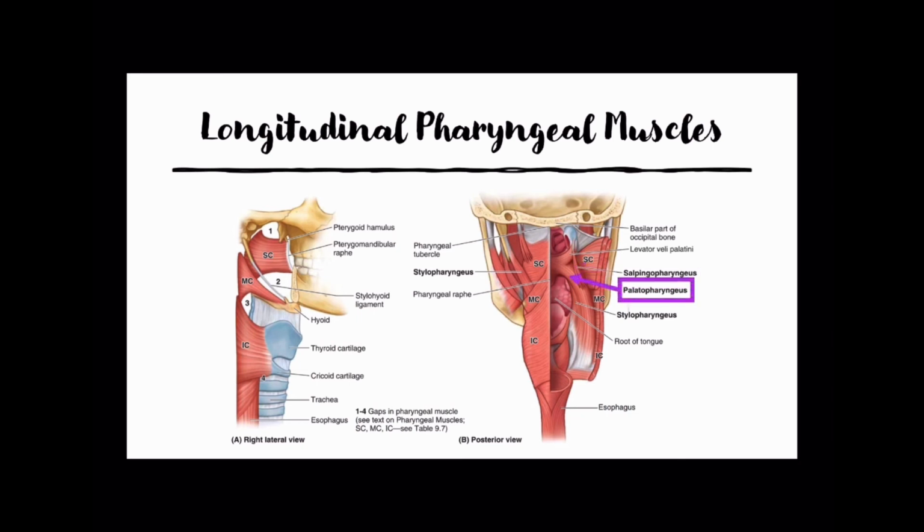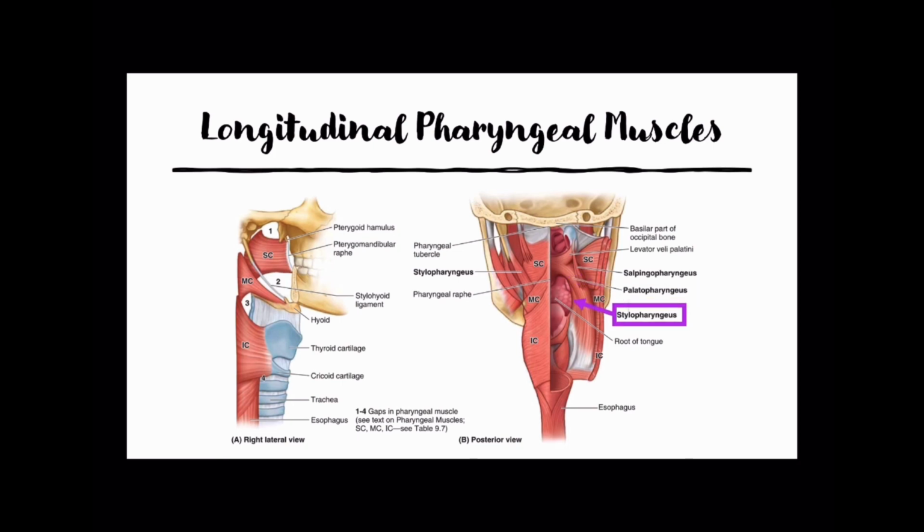The palatopharyngeus helps to form the internal walls of the laryngopharynx. It originates from the hard palate of the palatine aponeurosis and runs down the length of the pharynx. It is innervated by the pharyngeal branch of the vagus nerve and the pharyngeal plexus.